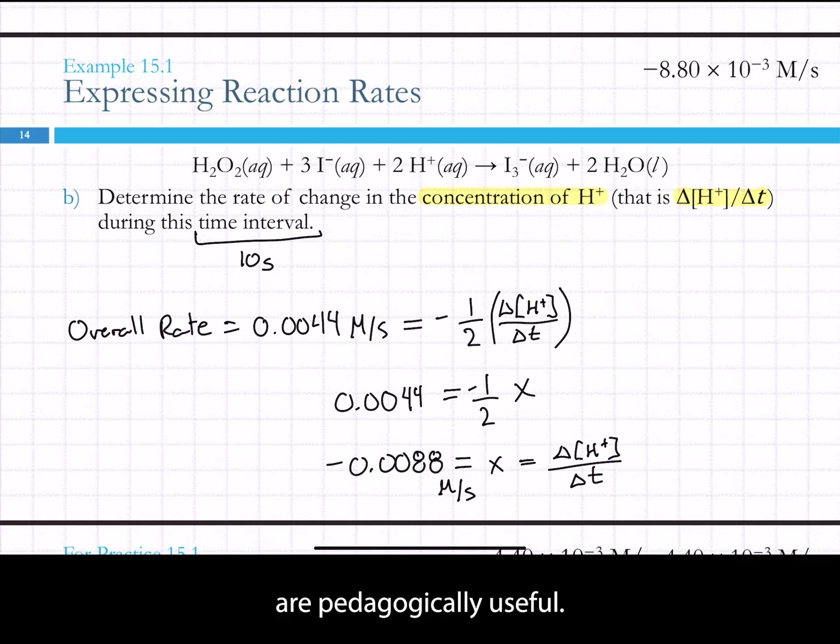I don't know if those questions are pedagogically useful. They're more like brain teasers at that point, because we are going to move on pretty quickly from this to get to the integrated rate laws.